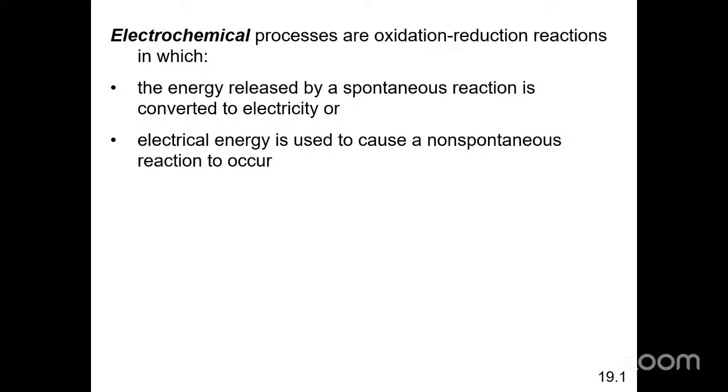There are two categories. The first category is where electrical energy is produced as a result of a spontaneous reaction occurring. The second category is where we use electrical energy to drive a reaction that would otherwise be non-spontaneous, all right? Now, all of the types of reactions that we'll be looking at in this chapter are redox reactions.